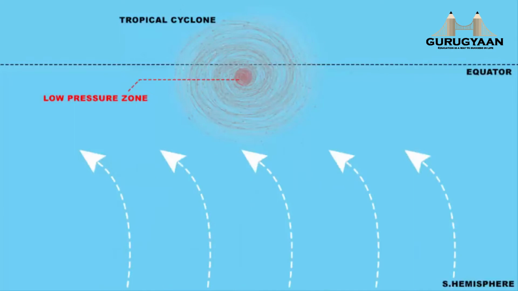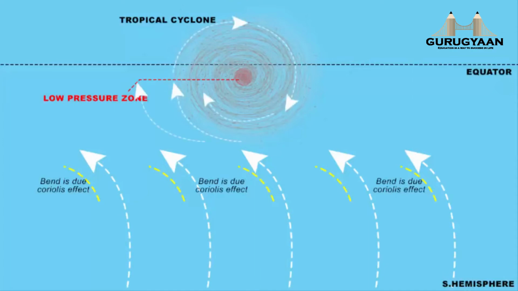In the southern hemisphere, the Coriolis effect moves air to the left, opposite to what happens in the northern hemisphere. As a result, the spinning of the cyclone is in a clockwise direction in the southern hemisphere.